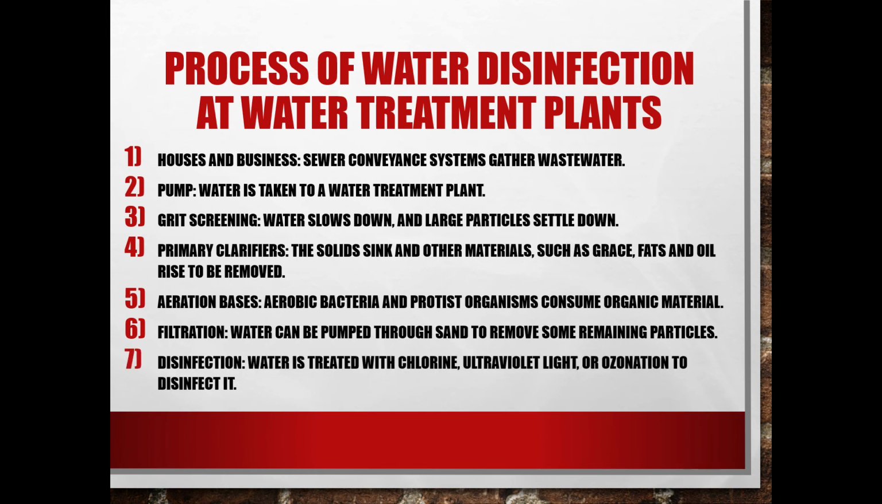And this is the last step. After this step, we're going to have water that is going to be used one more time by humans, which is the process of disinfection, in which water is treated with chlorine, ultraviolet light, or ozonation to disinfect it. So after that, there are no solid materials, there is no turbidity at all, and of course there are no microorganisms that can affect or harm our body.